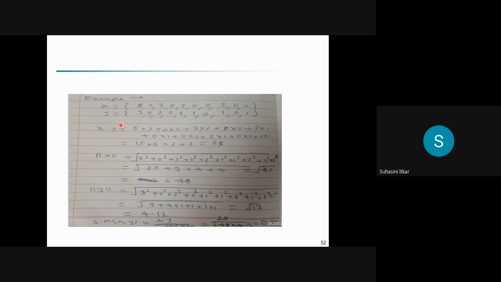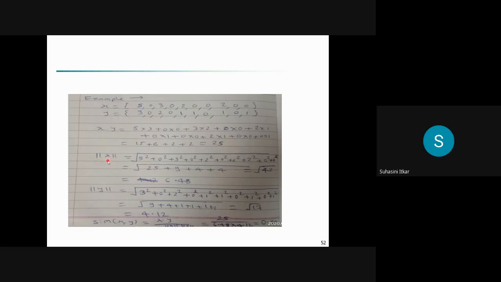Now the dot product you are expected to calculate. You all know basically how to calculate the dot product of the two vectors. So here it's 5 into 3 plus 0 into 0 plus 3 into 2 plus 0 into 0 plus 2 into 1 plus 0 into 1 plus 0 into 0. In that way we are expected to calculate the dot product. So the vector dot product is 25.